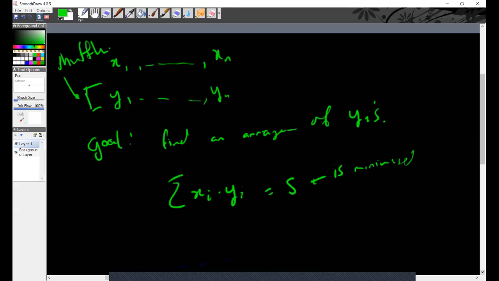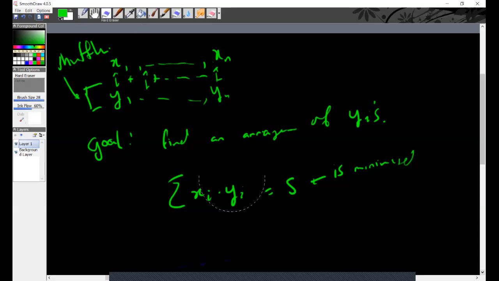The intuition here is that you can think of this as zipping up elements. If I rearrange this, multiply them pointwise, and add all these values up, of course shuffling actually changes the possible values you can obtain. I want to find the smallest possible one.